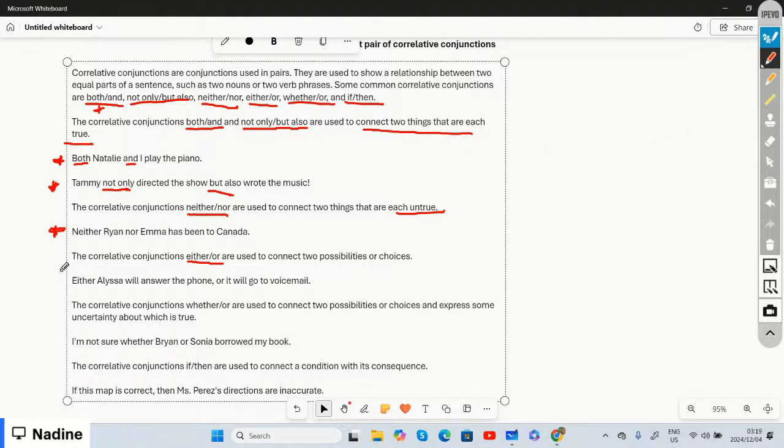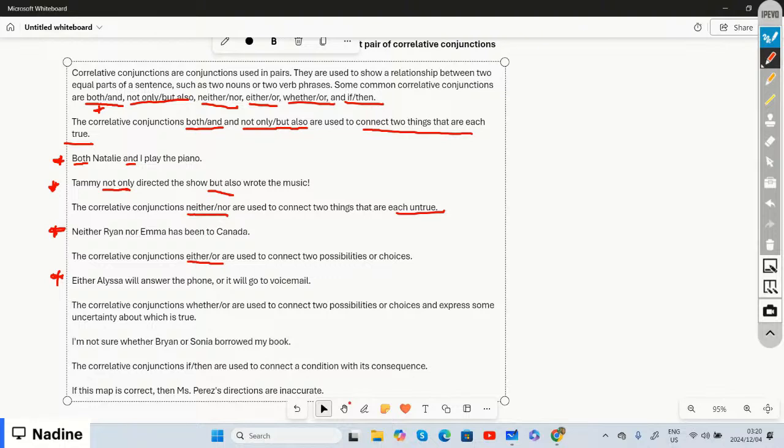And if we look at an example, it says either Alyssa will answer the phone or it will go to voicemail. It's a choice. It's a possibility. There's a possibility that she might answer the phone, or there's a possibility that it might go to voicemail. So that basically shows either, or.